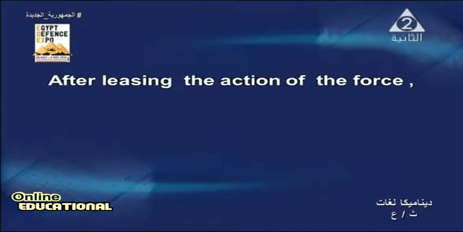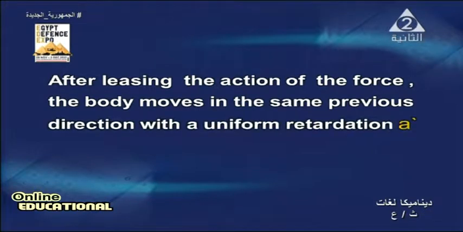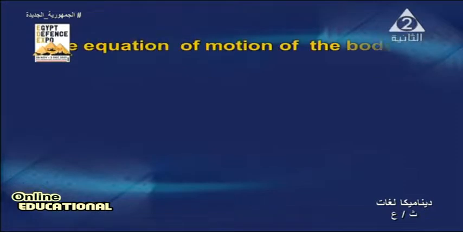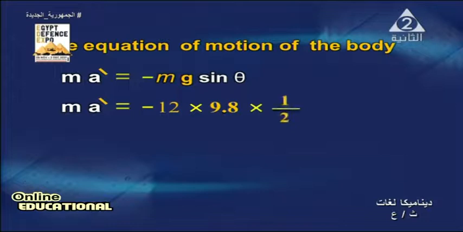After leaving the action of the force, the body moves in the same previous direction with a uniform retardation a dash. What is the equation of motion in this case? m a dash equals negative mg sine theta. Then m a dash equals negative 12 times 9.8 times half. a dash equals negative 4.9 meters per second squared.